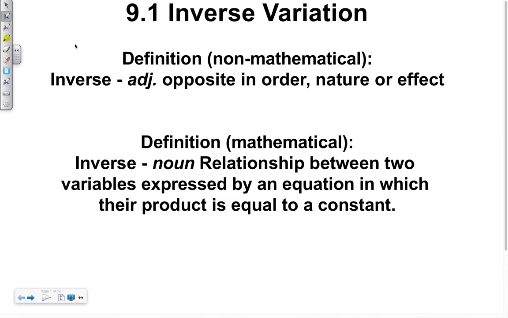Okay, today we're going over 9.1, inverse variation. So the definition, the non-mathematical definition, is the opposite in order, nature, or effect. And the mathematical definition is a relationship between two variables expressed by an equation in which their product is equal to a constant.